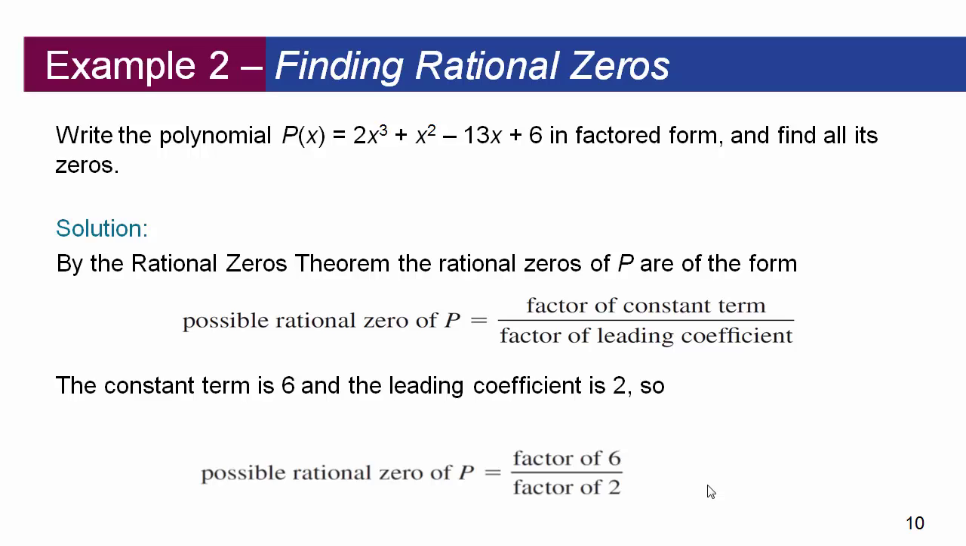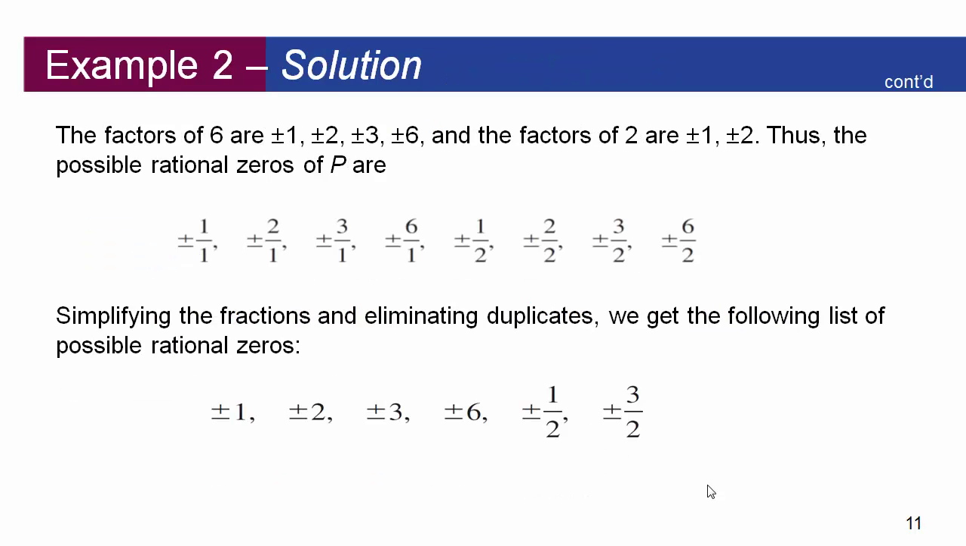Here's a typical polynomial. We list out all of our possible zeros, right? So we factor the constant term, factors of 6, and then the leading coefficient, which is 2. So it's going to be factors of 6 over factors of 2. We list those all out, right? Factors of 6 are plus and minus 1, 2, 3, and 6. Factors of 2, of course, are plus and minus 1 and 2.